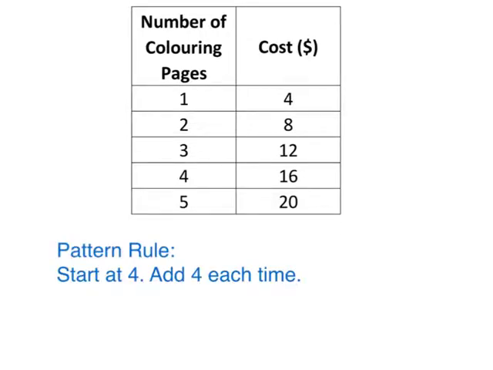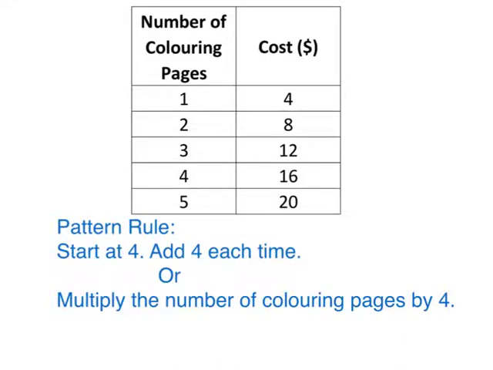So one pattern rule that you could write down is that we start at 4 and we add 4 each time. So from 4 to 8 is 4 more, then to 12 is another 4, then to 16 is another 4, and to 20 we add 4 once again.